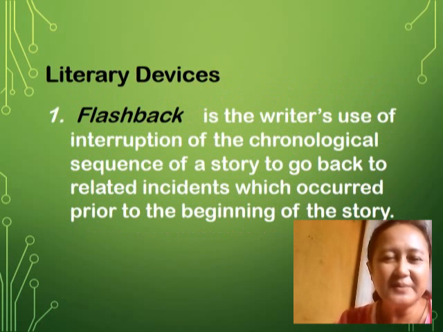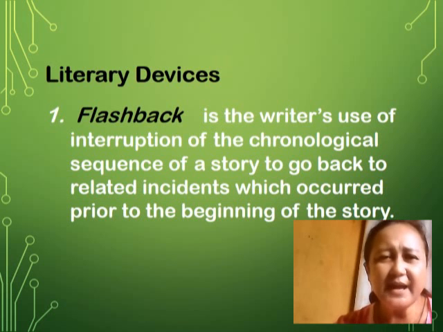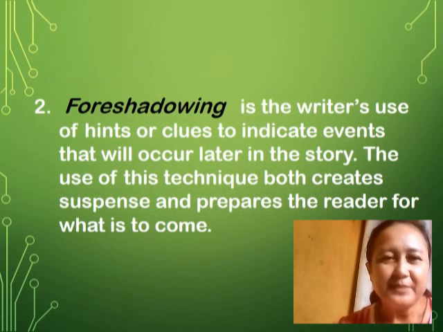Then we have the literary devices. We use the flashback. It is the time when we interrupt the story, and then we go back to the event that happened before, that triggers the memory of the main character or any of the other characters in the story. The foreshadowing is the writer's use of hints or clues to indicate events that will occur later in the story.